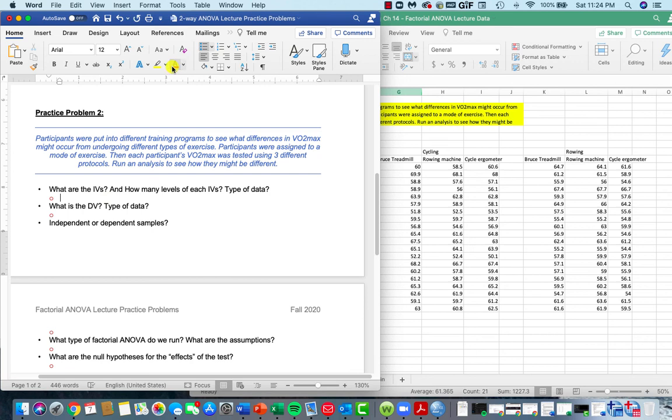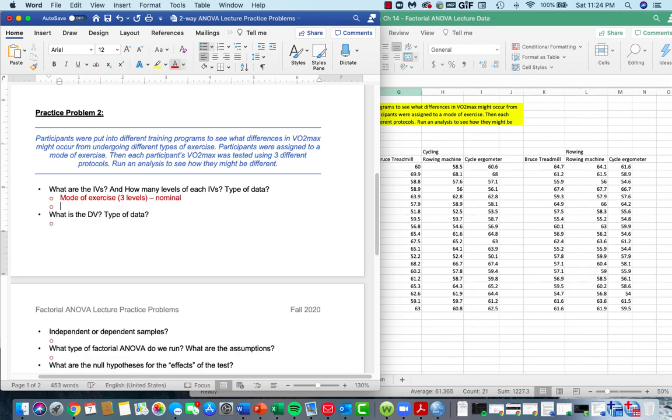So when we look at this in terms of our independent variables, we've highlighted this already, right? But we have mode of exercise. We've got 3 levels based on if they're running, cycling, or rowing. And we know this is nominal data. And then we also have protocols, which also have 3 levels, and which are also nominal, right? Because they are based off of treadmill, rowing machine, or cycle ergometer, okay? Our dependent variable is going to be VO2 max, because that's what we're directly measuring. And this is ratio data.